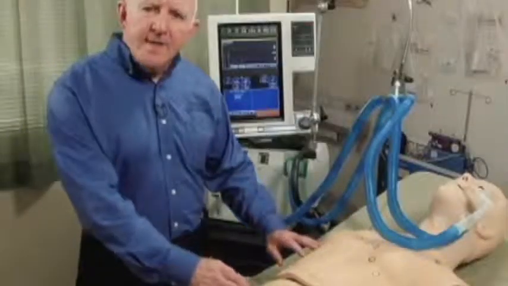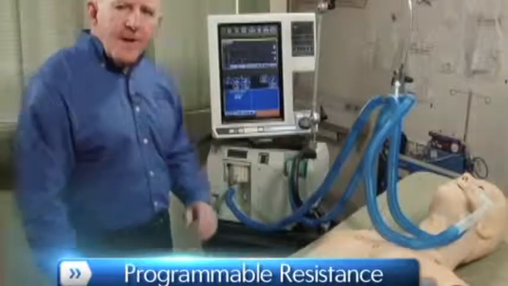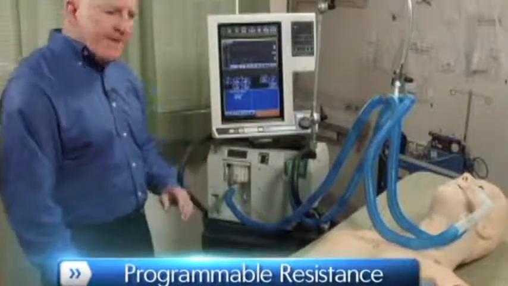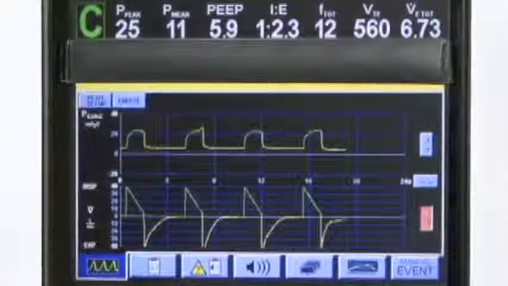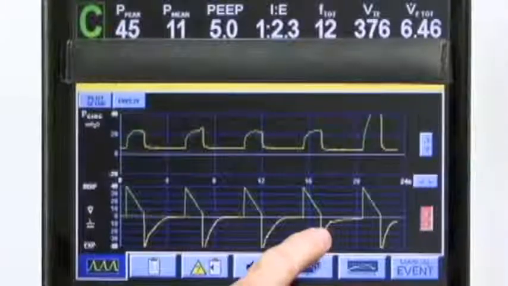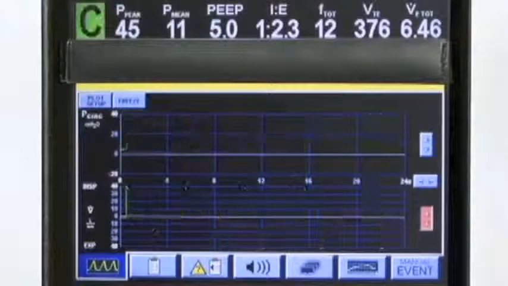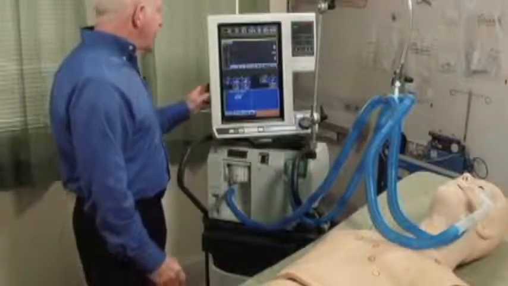As mentioned, HAL has 10 variable resistance settings. Right now, we have HAL in a unilateral resistance, and you can notice on the graphics that we have some very mild delay in expiratory flow. Exactly what you would expect with that level.